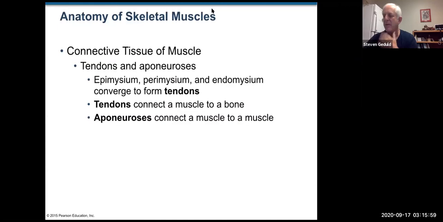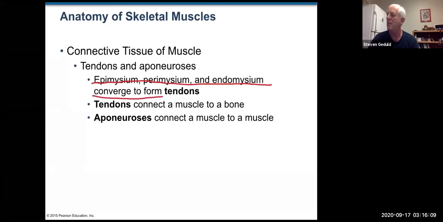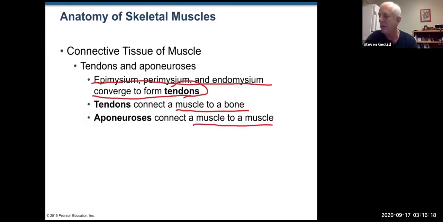Okay, with the connective tissue of muscles, you have the epimysium, perimysium, and endomysium, and all those converge to form tendons. Remember, tendons connect muscle to bone. Aponeuroses connect muscle to muscle. And ligaments connect bone to bone. Ligaments are bone to bone, tendons are muscle to bone, aponeuroses are muscle to muscle.